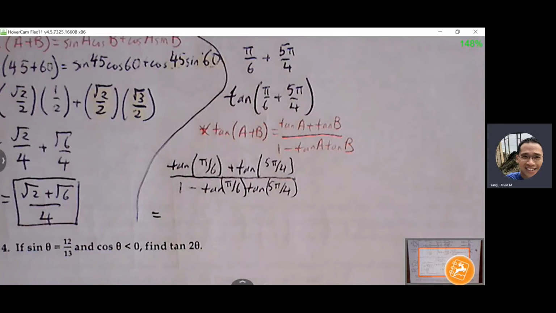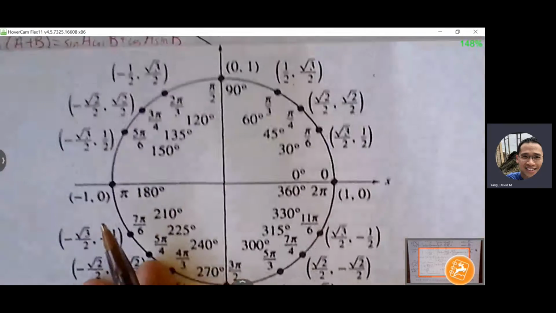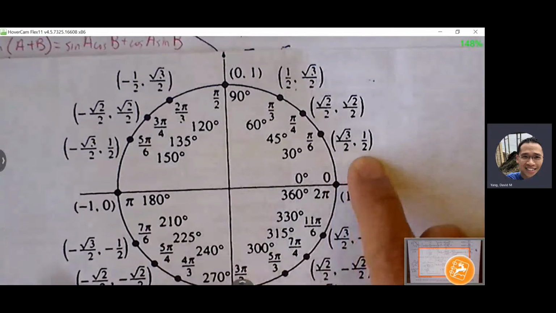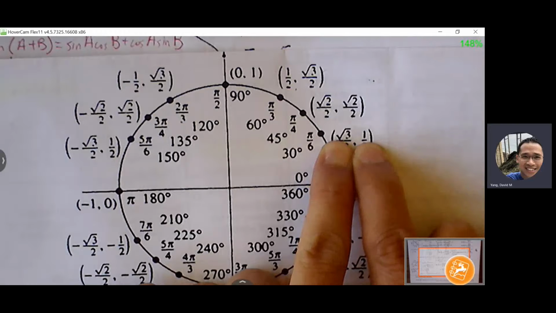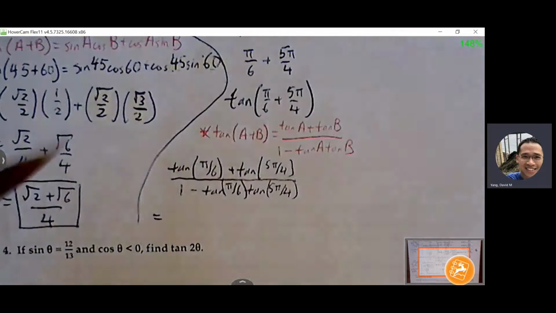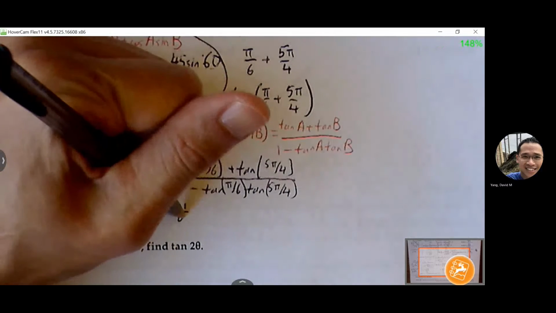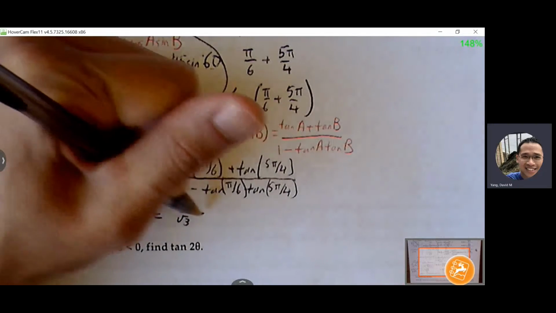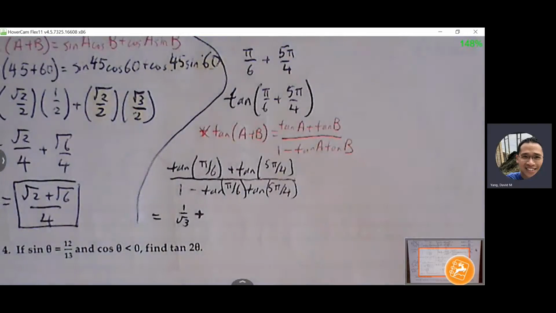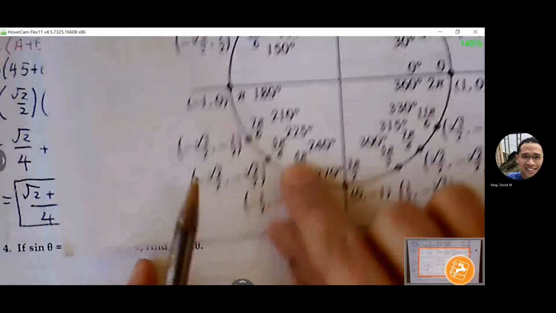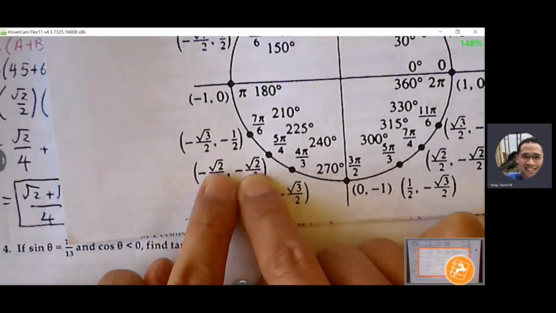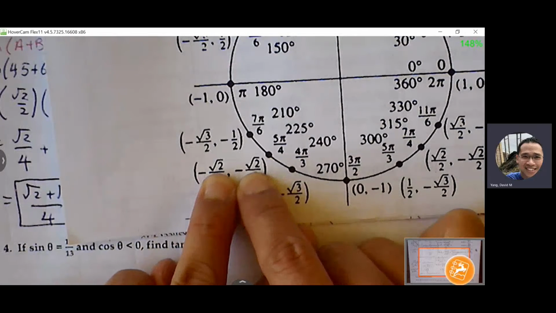Okay, go to your unit circle, tangent of pi over 6. Tangent is y over x. So 1 over root 3. Tangent of 5 pi over 4. Y over x. I get 1.